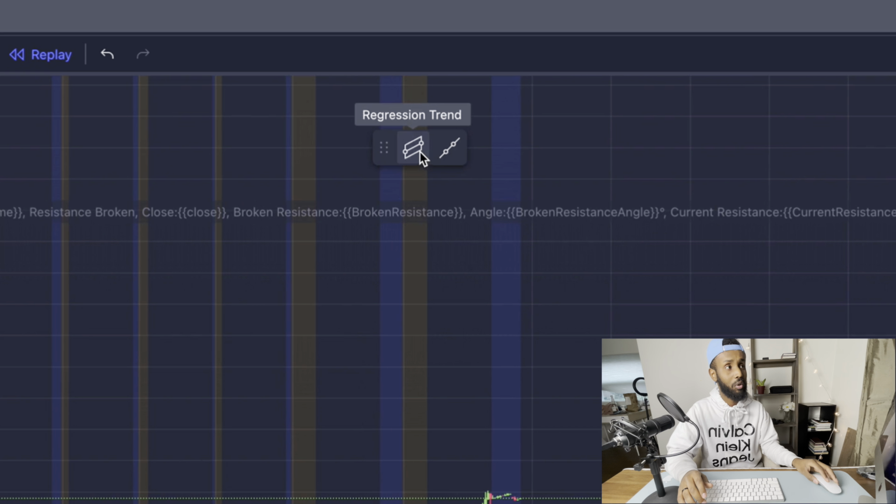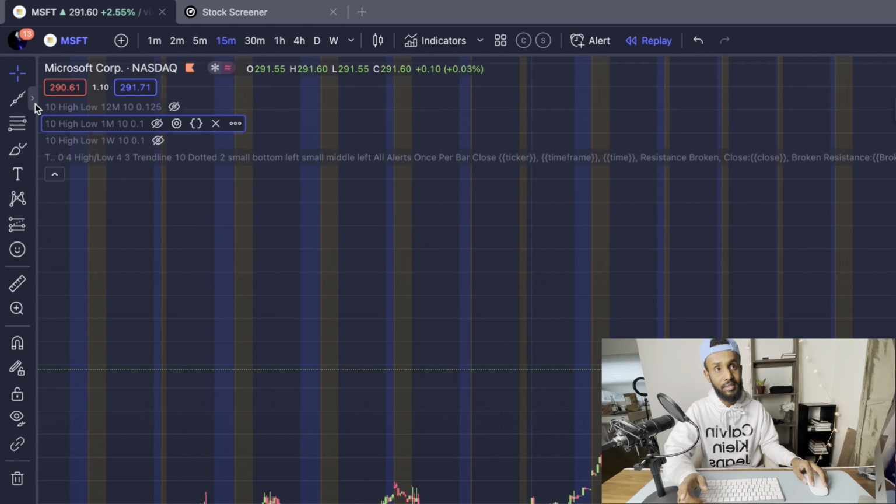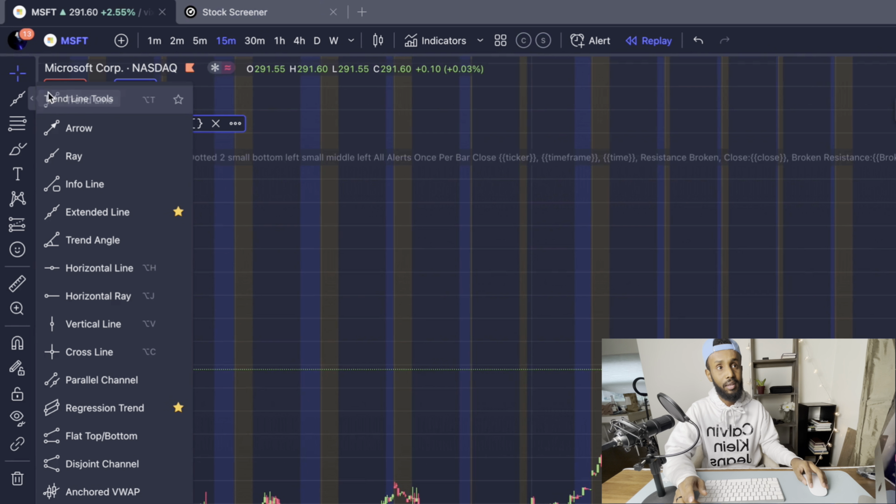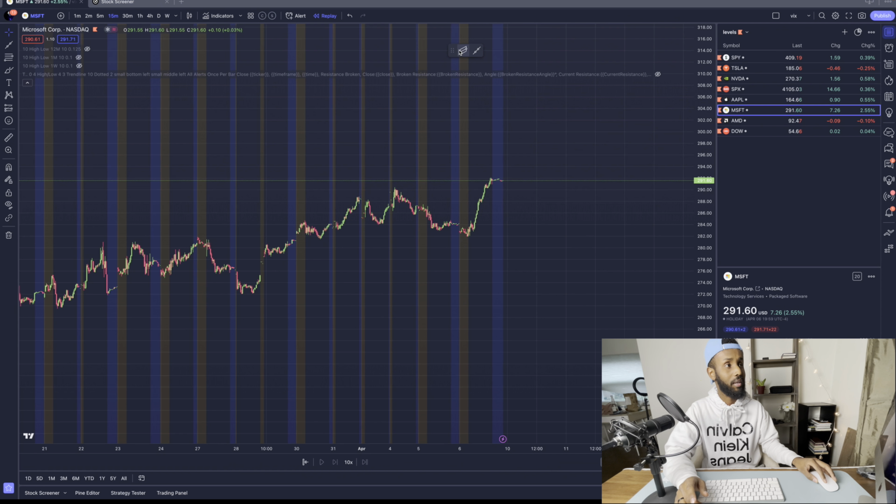And I like to add a couple of free indicators. The first one is this one right here. It's called the regression trend. And the next one is this one. It's called extended line. If you go to the left-hand side of the screen and go to the trend indicators, you can find it here, extended line and regression tool. If you favorite them, they'll come right here.